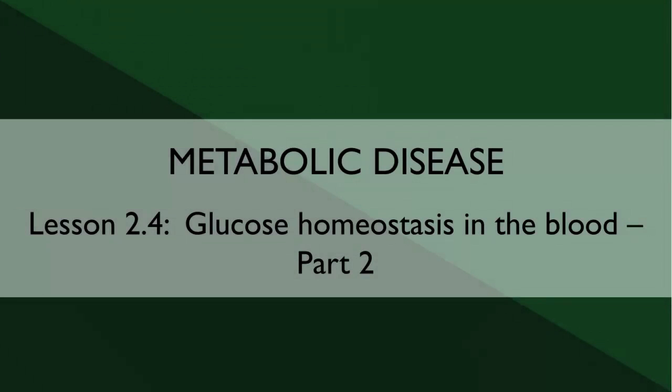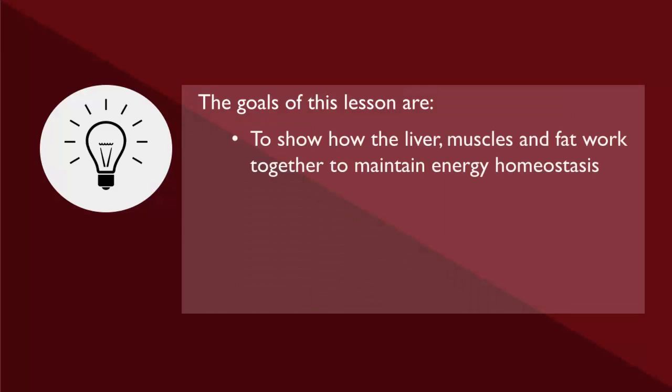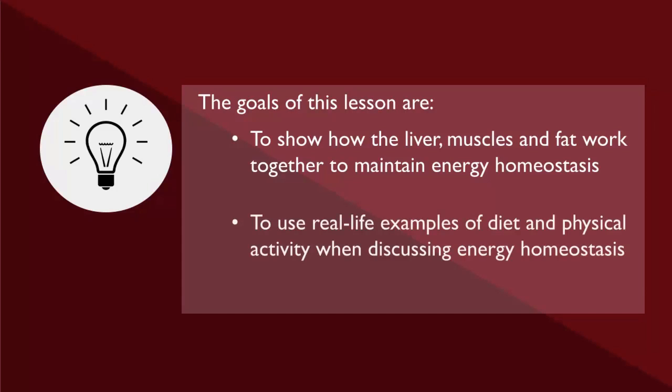Lesson 2.4, Glucose Homeostasis in the Blood, Part 2. The goals of this lesson are to show how the liver, muscles, and fat work together to maintain energy homeostasis, and to use real-life examples of diet and physical activity when discussing energy homeostasis.